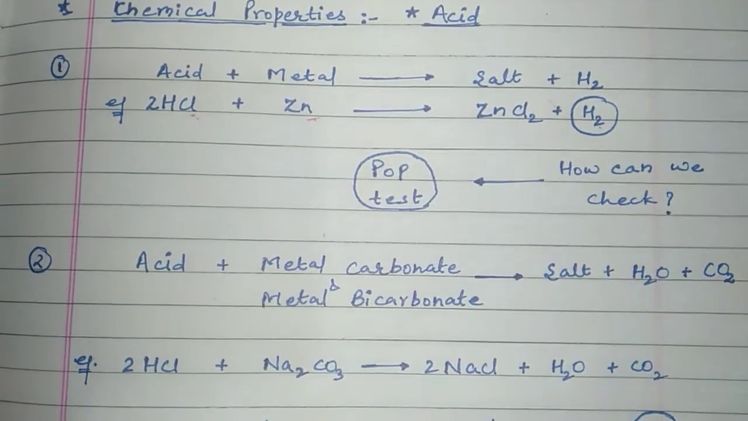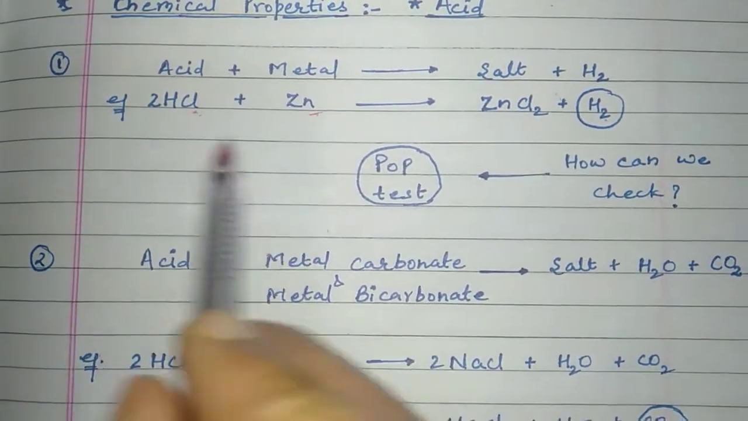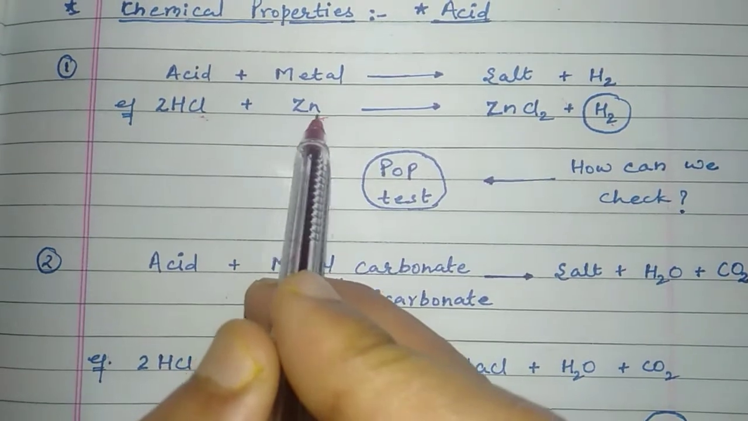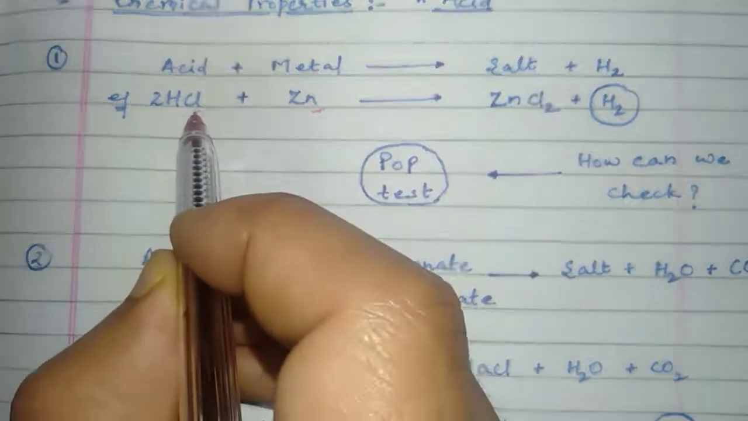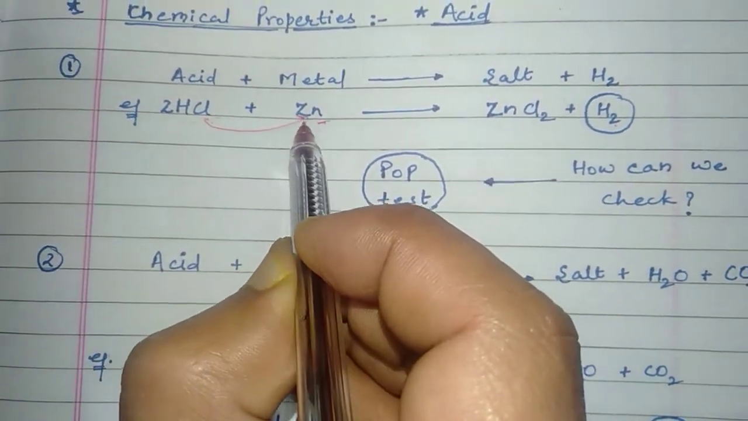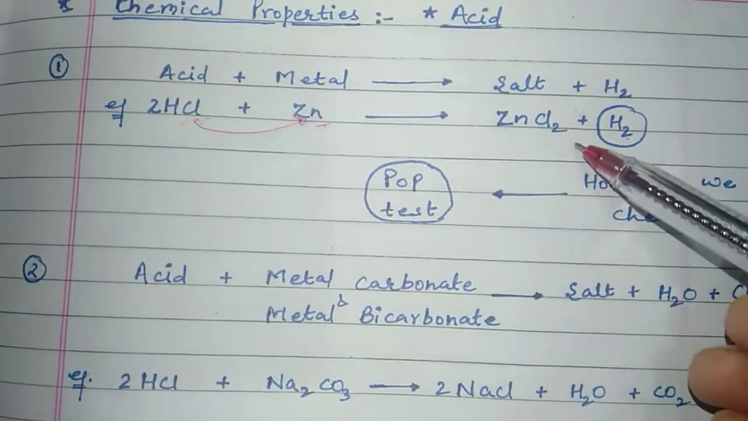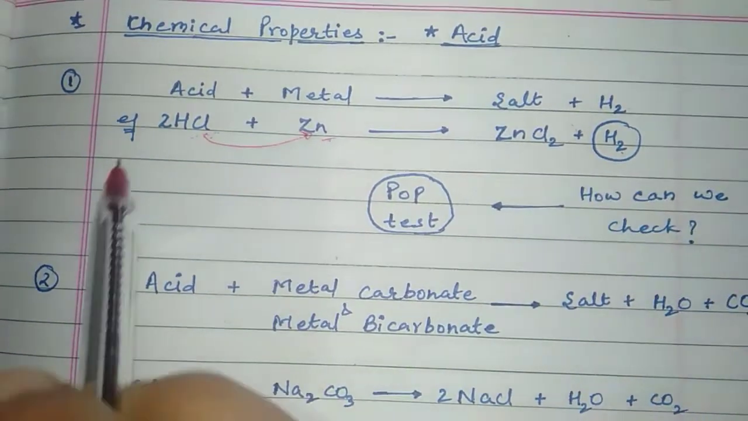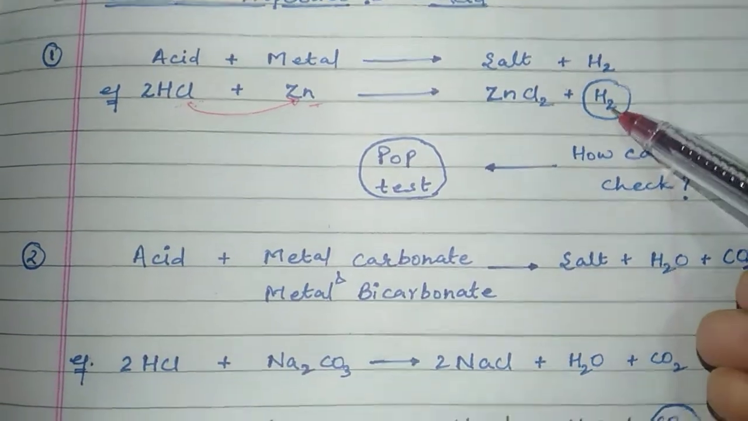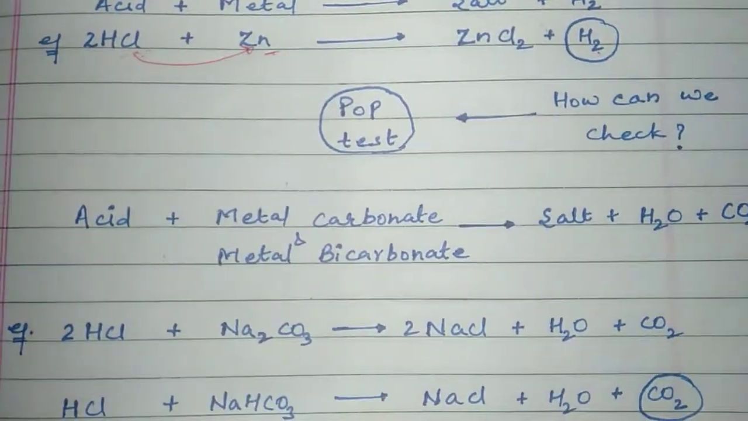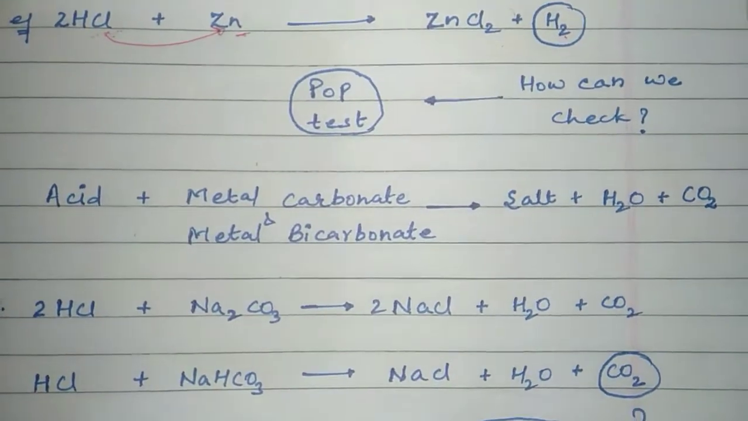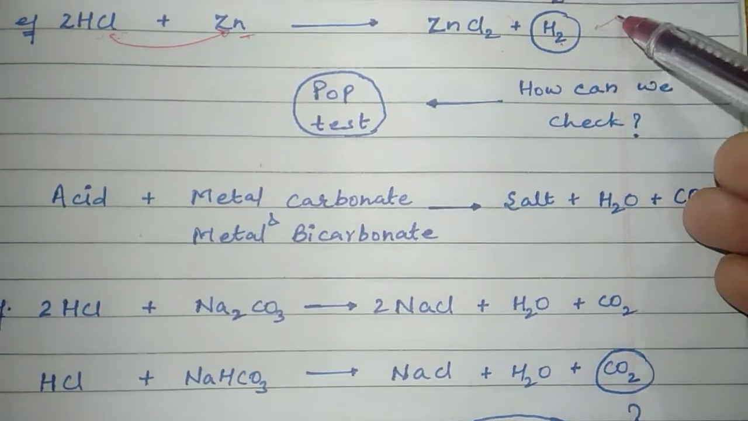Yes, so students, here is how it is forming. You can see Zn reacting with HCl, and 2 chloride ions attach with zinc and form zinc chloride. Then the remaining hydrogen will form hydrogen gas. So students, now the question is, how do we come to know whether hydrogen gas has formed or not.